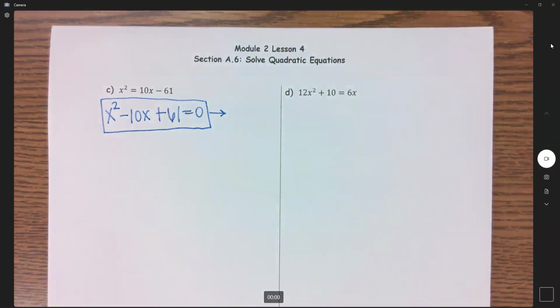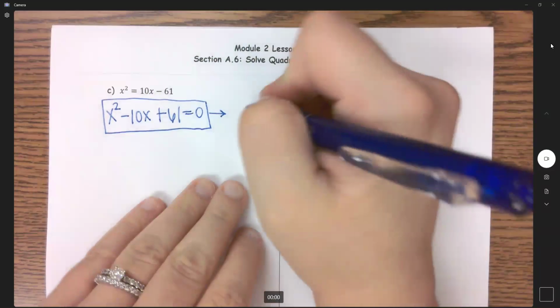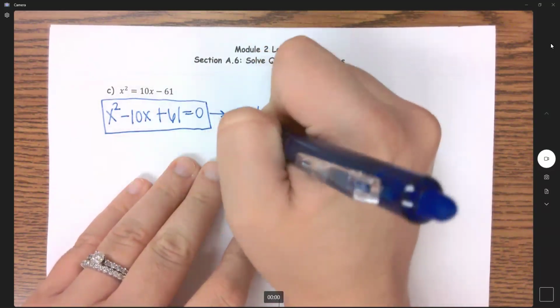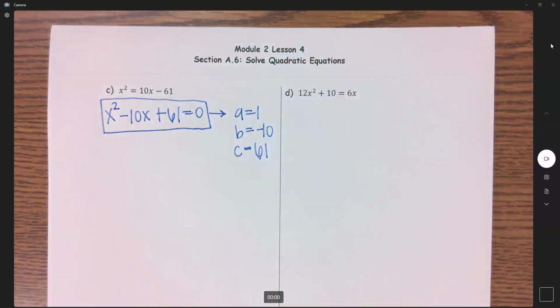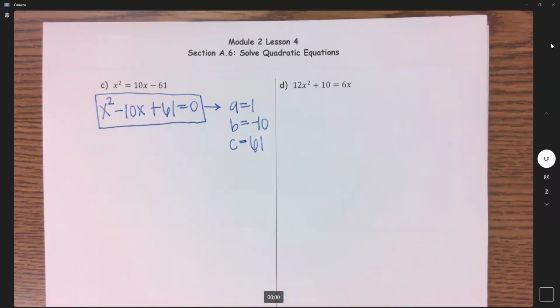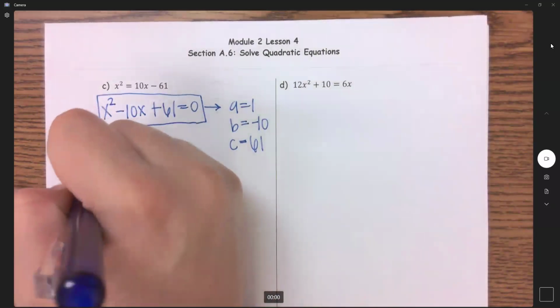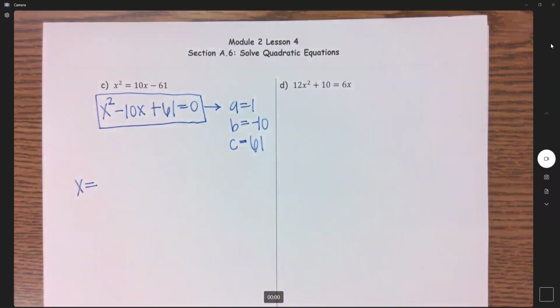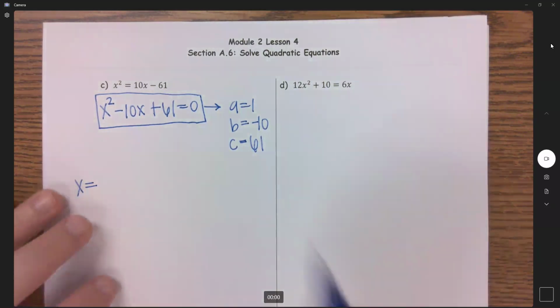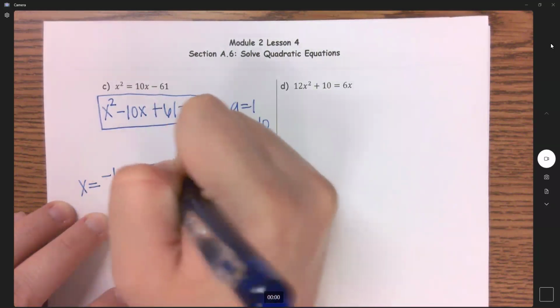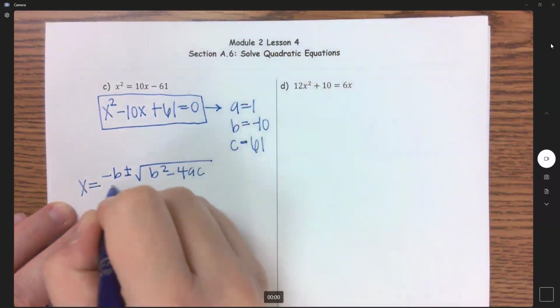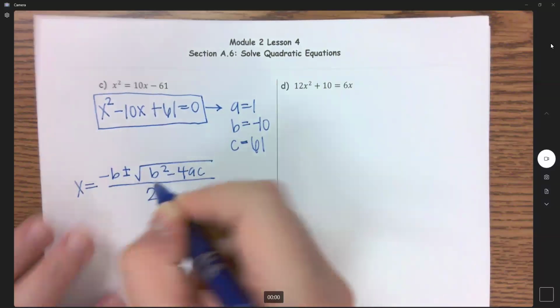Okay, now from here, I can list my A, B, and C. So A is still 1, B is negative 10, and C is 61. Now we don't have the quadratic formula on this page, so I'm going to write it. Honestly, the more times you write it, the better you are at memorizing it. Not super important, since this is open notes and we have a note card, but it doesn't hurt to memorize it. And so we have negative b plus or minus the square root of b squared minus 4ac all over 2a.